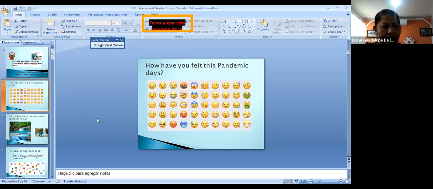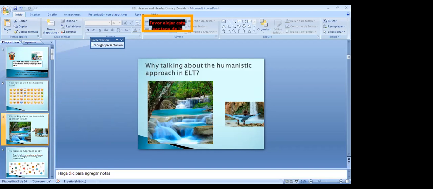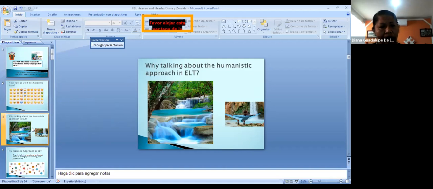underlying these activities. We will talk in this workshop about why it is important to talk about the humanistic approach in ELT and why it is important to have a relaxed atmosphere for students to learn. Okay, and we'll see factors and we'll see actual activities for you to practice in your classroom. I'm not sure if this workshop is gonna take like 15 minutes or not, but I'm sure it's gonna be helpful for all of you.